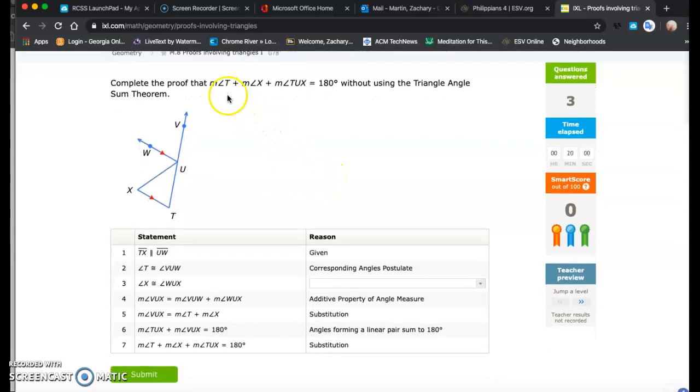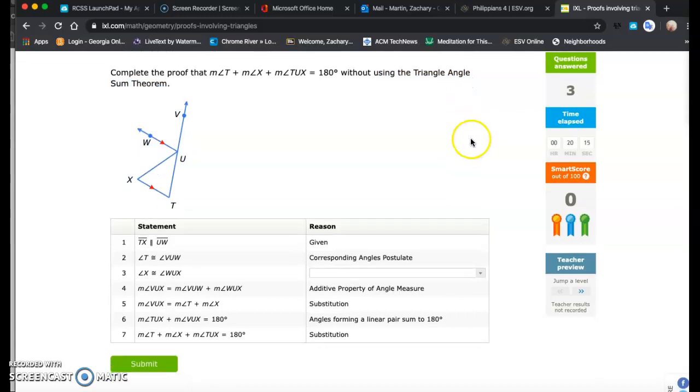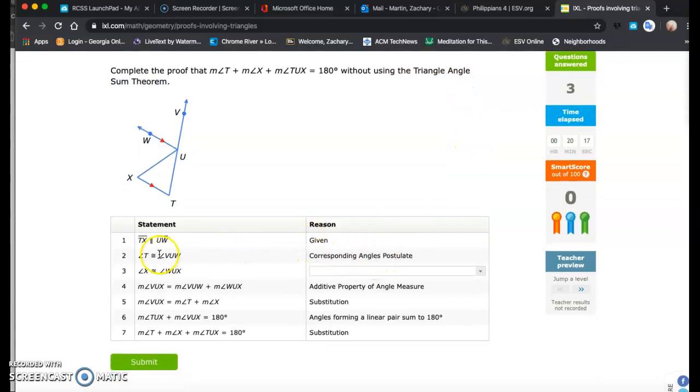Complete the proof that the measure of angle T plus the measure of angle X plus the measure of angle TUX equals 180 degrees. That's these angles here inside this triangle, without using the triangle angle sum theorem. They don't want us to use that, so make sure you don't select that as one of your reasons. Here we go. So let's mark this up a little bit. Let me get rid of those old annotations.